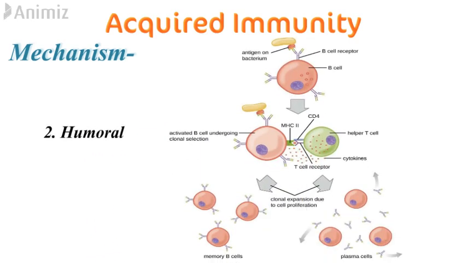And in case of humoral immunity, antibodies are produced and secreted by plasma B cells, which are activated by T helper cells. B lymphocyte recognizes a specific antigen. It proliferates and differentiates into antibody-secreting plasma cells. These antibodies bind to specific antigens on microbes and destroy them.